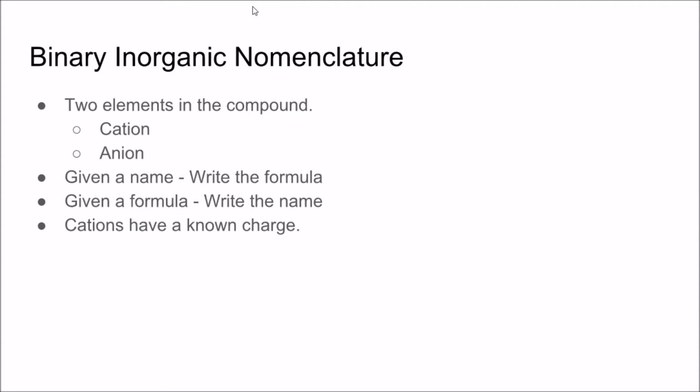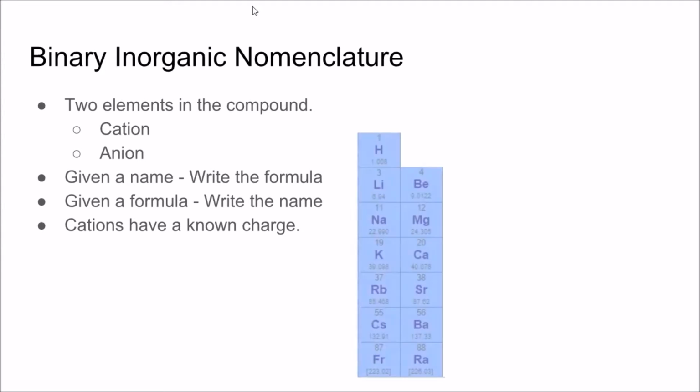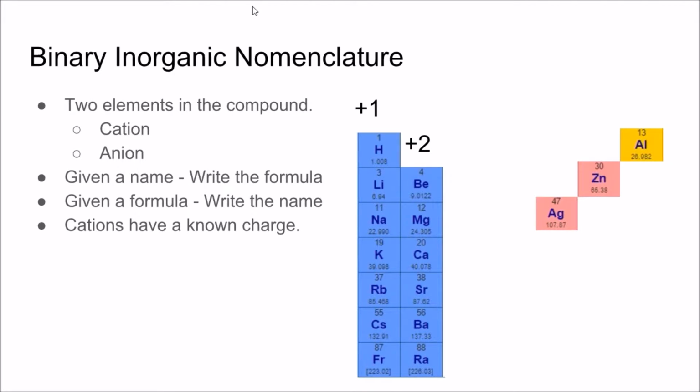The cations here have a known charge. This is different from other kinds of naming, where you can find out in other videos. So that means that the cations that we're dealing with are going to be like in these two columns here on the periodic table that have a +1 charge if you're an alkali metal here, or a +2 charge if you're an alkaline earth. But there are some other metals too that have pretty consistent charges, and that would be aluminum, zinc, and silver, which have charges of +3, +2, and +1 respectively.